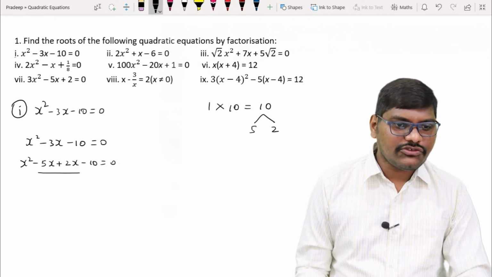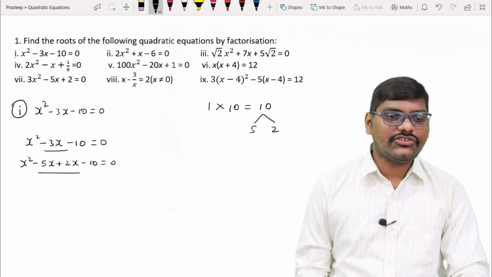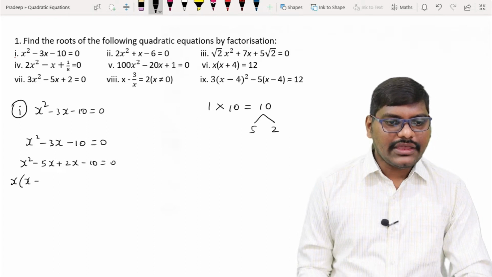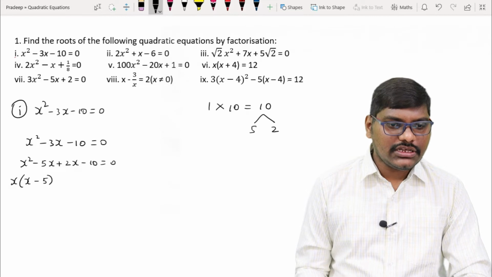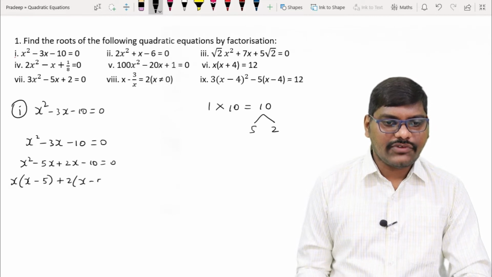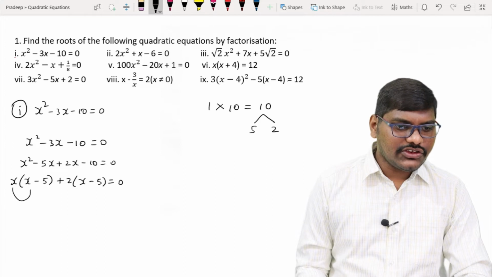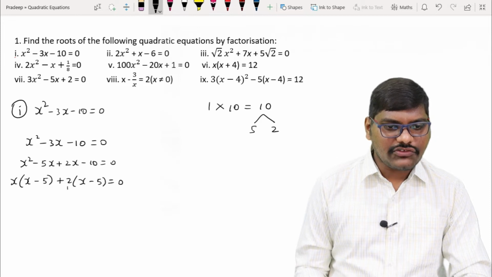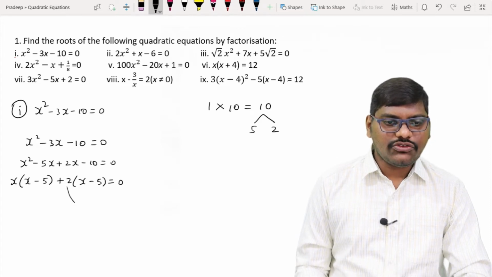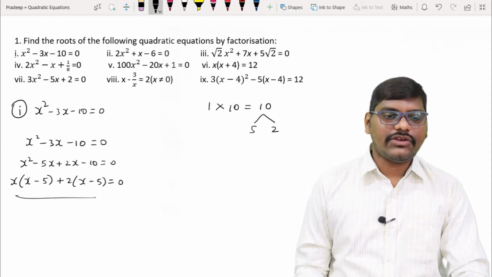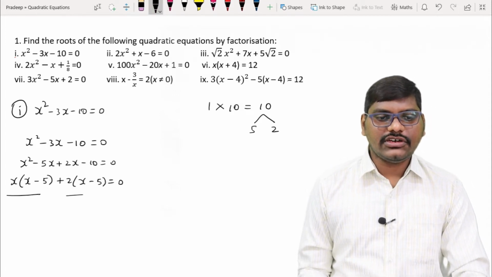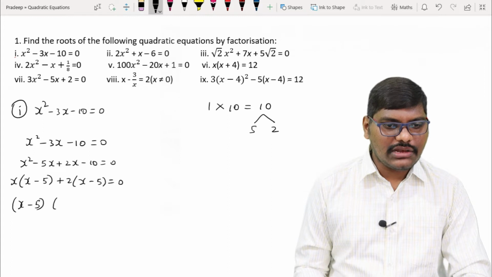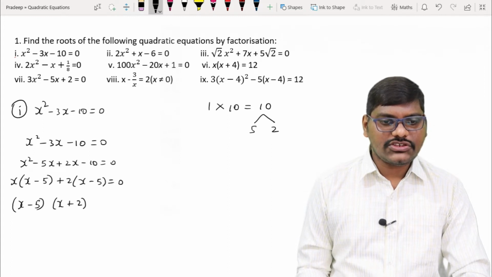This minus 5x plus 2x satisfies the middle term, that is nothing but minus 3x. Here I can take x common, so I'll remain with x minus 5. Here I can take 2 common, so I can write 2 into x minus 5 equal to 0. Let's check: x into x is x square, then x into 5 is 5x. Also 2 into x is 2x, and 2 into 5 is 10. Alright, so this is a perfect value which we got. From both of these terms, I can take x minus 5 common, so I'll remain with x minus 5 and x plus 2 equal to 0.